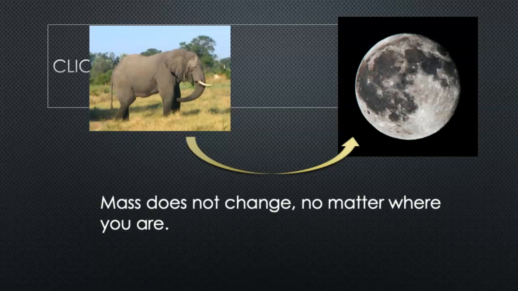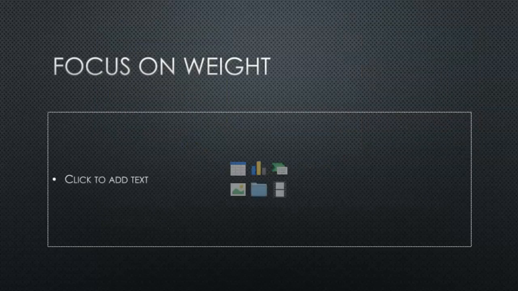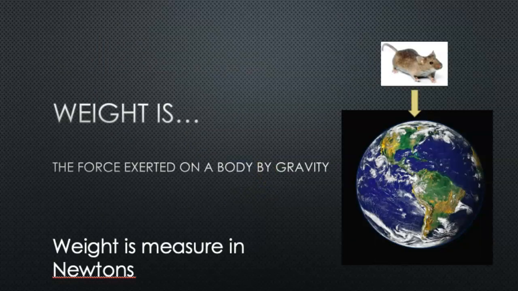The mass of an object does not change no matter where it is. So like I said, if this big elephant goes to the moon, he will still have the same number of atoms in his body unless he like loses a leg or something. It doesn't change no matter where he is. But weight does. So weight is the force exerted on a body by gravity, and weight is measured in newtons.